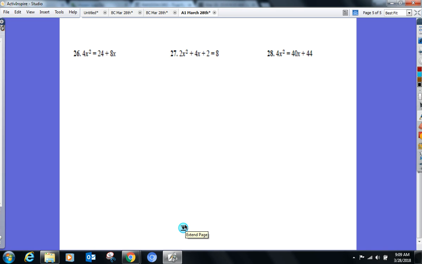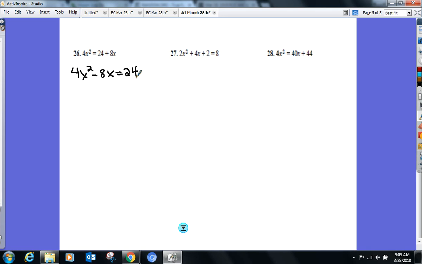What's so different about 26 than the last bunch we've done? Ooh. Well, I got to move things around first, right? Okay. So you want to get the 8x over? Okay. So you have 4x squared minus 8x equals 24. There's still something that's a major difference between what we've been dealing with. There's not a 1. And if you are completing the square, there's got to be a 1. You start completing the square when the a value is 1.